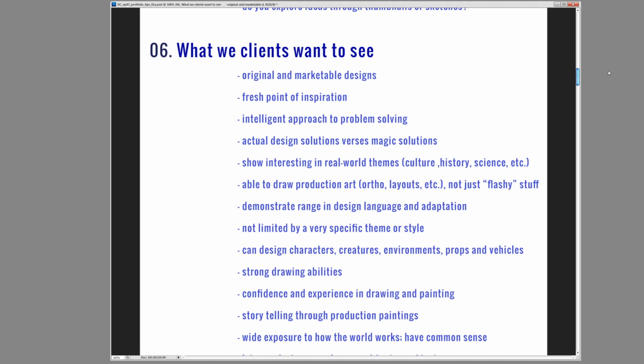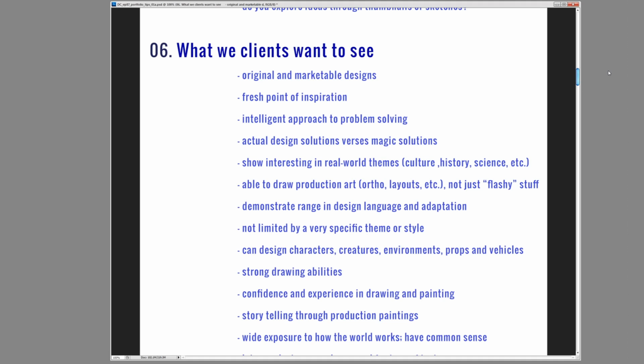Next, intelligent approach to problem solving. Don't just draw stuff, solve them. For example, you have a vehicle and the door opens and that door has a positive shape on it. When it opens, does it have a negative for it to go into? It's a little hard to visualize, but imagine a little speeder and it's got a little door on the side. When you open it, does it have a clearance to clear that little door?